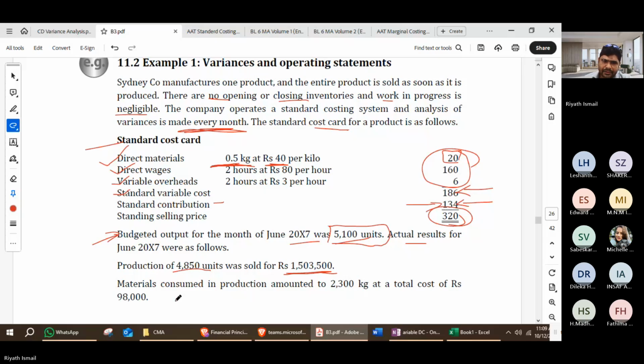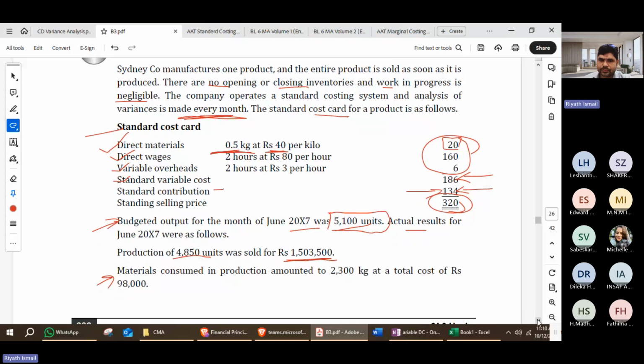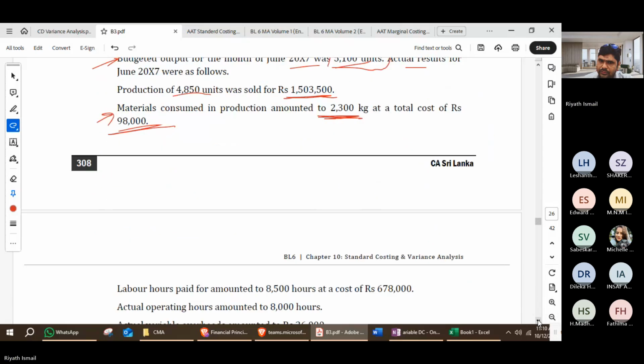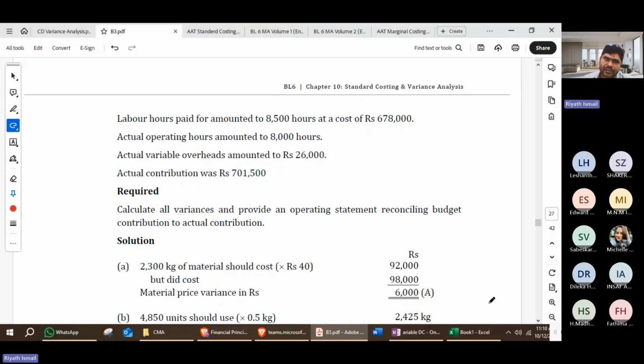1.503 million. Material consumed, this is actual, right? This is actual value. All information is given to you. And material consumed for the amount of 2,000 kilograms at the cost of 98,000. And from this, calculated, and all labor information, labor hours, and how the cost, and operating hours, how many hours, and actual variable overhead cost is given, and actual contribution also has been given to you.